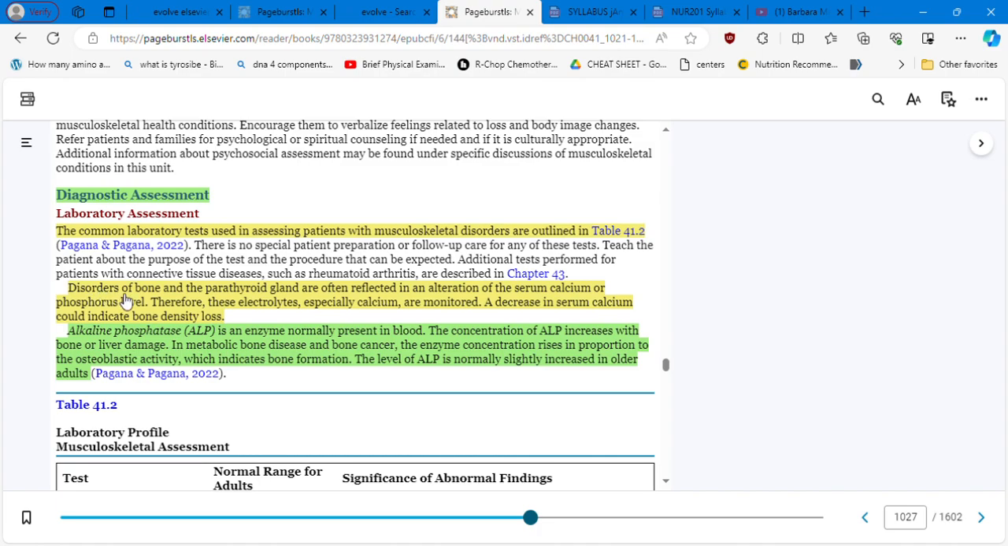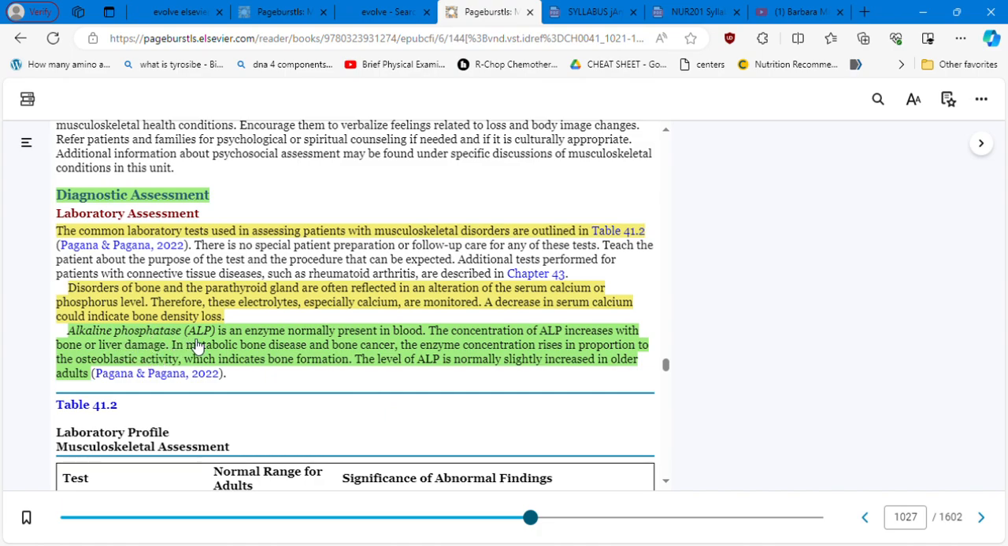Disorders of bone and the parathyroid gland are often reflected in an alteration of the serum calcium or phosphorus level. Okay, because we know the relation between the bone and the parathyroid, between the bone and calcitonin. Therefore, these electrolytes, especially calcium, are monitored. A decrease in serum calcium could indicate bone density loss.